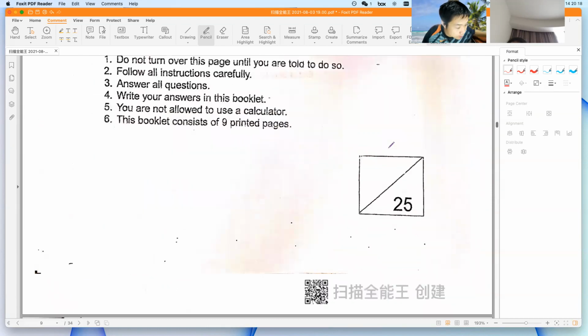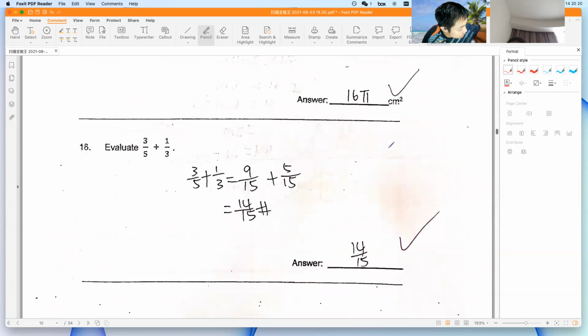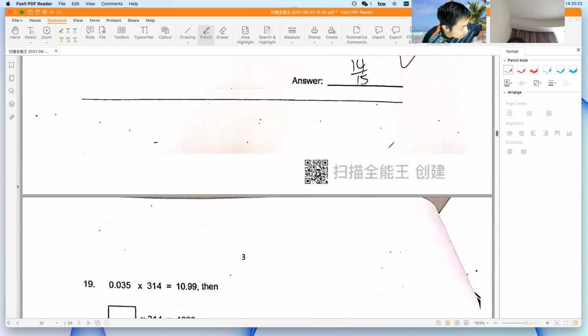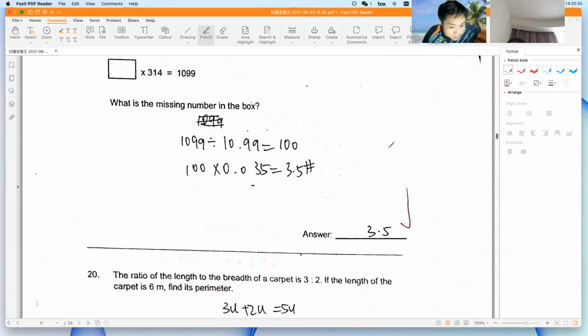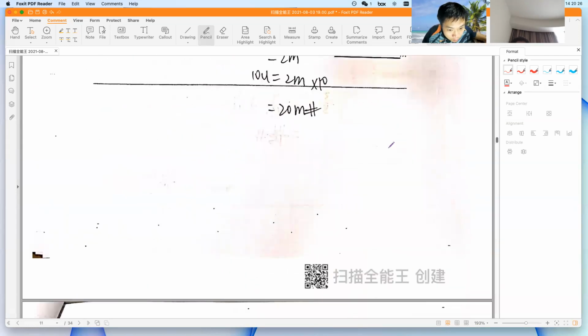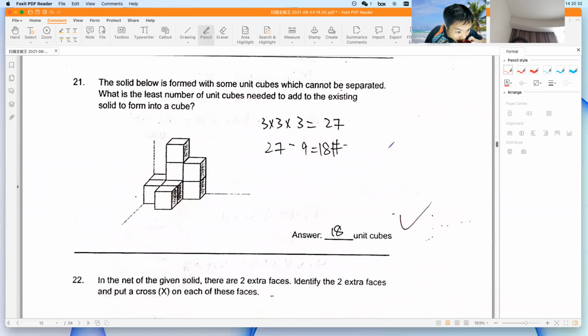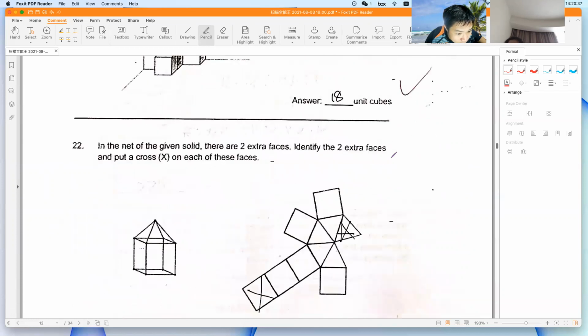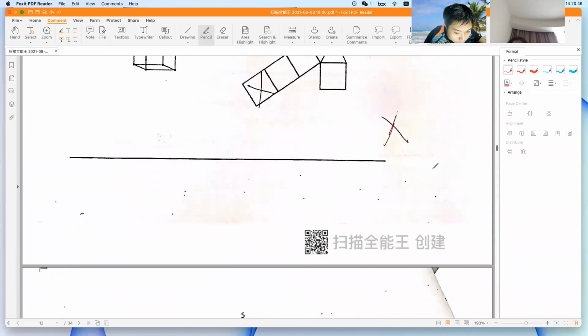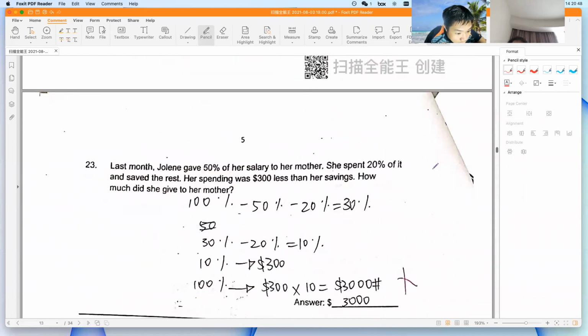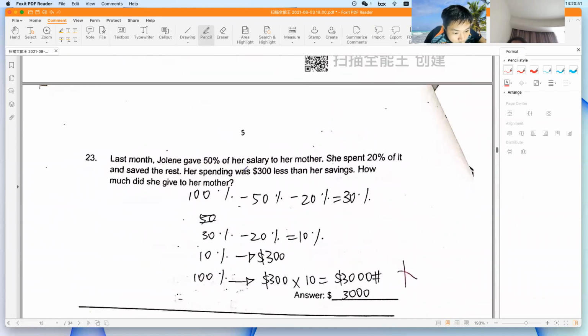Okay, booklet B. Oh, everything is good here. Then 20 is also good. 21. So next, this is the net question. No need, not tested actually. Okay, last one, this one should be okay.